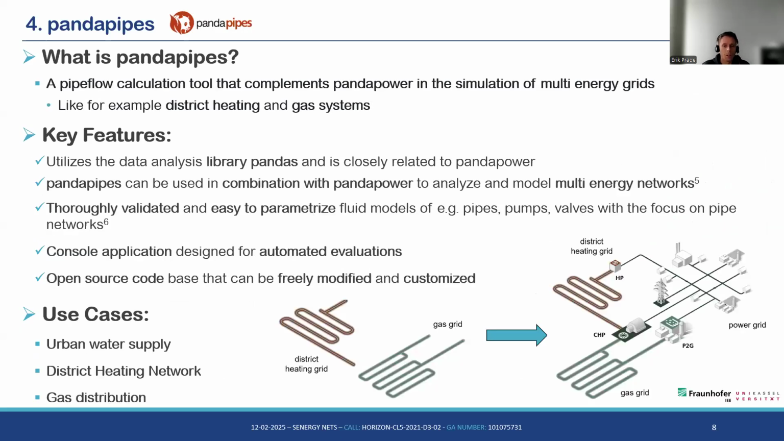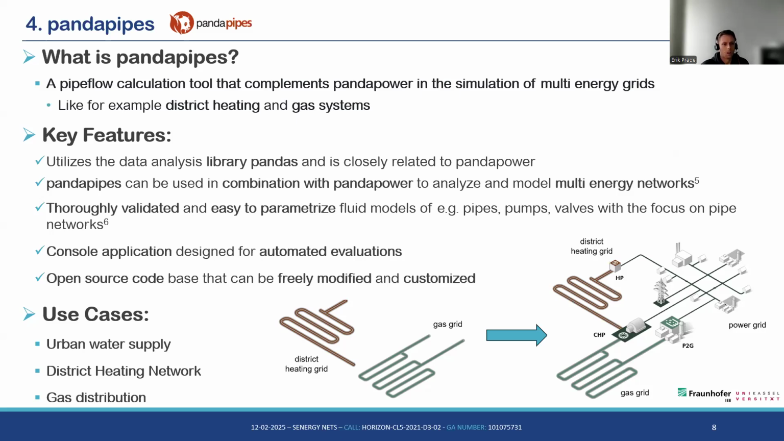Okay, pandapipes, like I already said, is basically the little sister of Panda Power, and it's a pipe flow calculation tool, which complements Panda Power in the multi-energy simulations, and can be used for especially district heating and gas systems, but also, for example, water grids are an application. Key features, we basically have a similar structure and also use some functions from Panda Power, so you're able to combine with Panda Power or different Python packages as well.